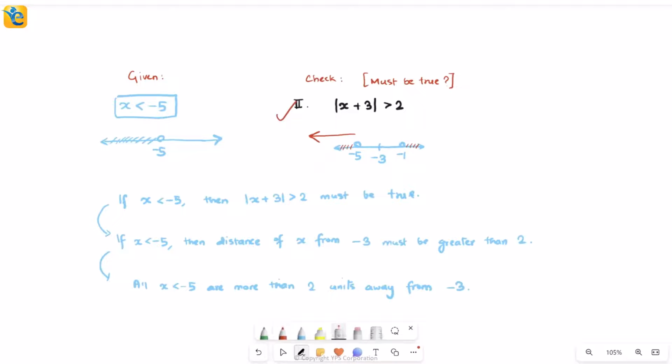It is a common trap to think about this region and therefore say that it is not definitely true. That would be if you consider this side to be your given information and you try to check whether x is less than -5. That would be absolutely wrong.